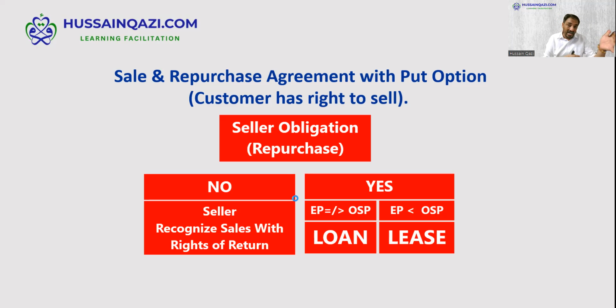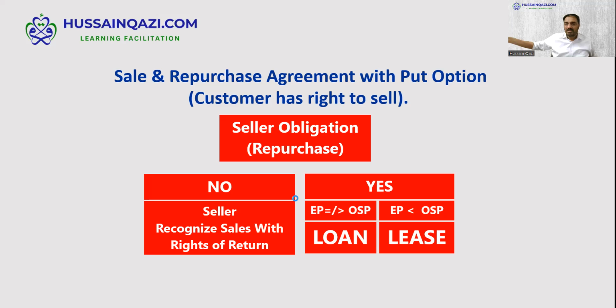So whenever you handle a case of a sale and repurchase agreement with a put option to the buyer, which means the customer has a right to sell, the seller needs to assess whether the obligation is expected to materialize or not at the transaction date. If the buyback or repurchase is not expected to materialize, we have to recognize the sale with the right of return.